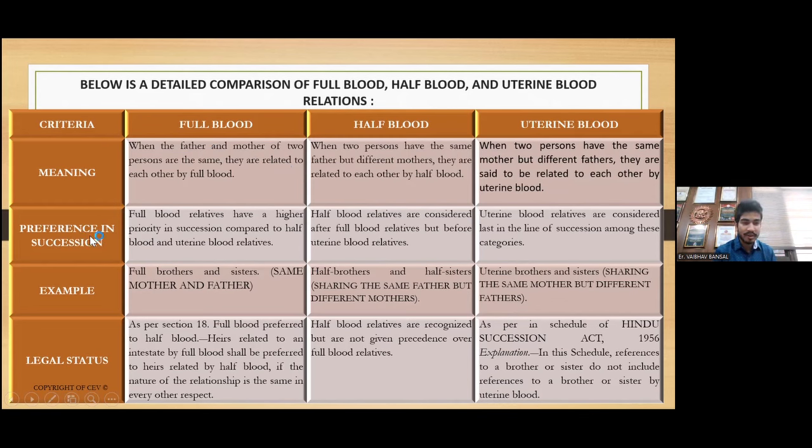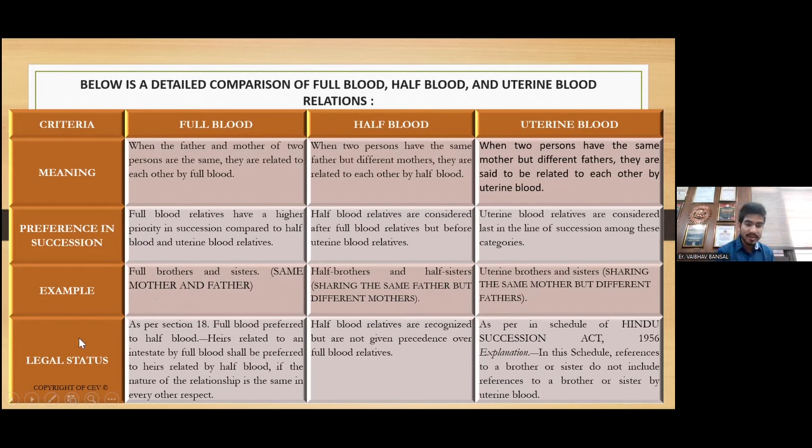Now, preference in succession. Full blood relatives have a higher priority in succession compared to half blood and uterine blood. Half blood relatives are considered after full blood relatives, but before uterine blood relatives. And uterine blood relatives are considered last in the line of succession among these categories. So now examples: full blood brothers and sisters, same mother and father; half brothers and half sisters, sharing the same father but different mothers; uterine brothers and sisters, sharing the same mother but different fathers.